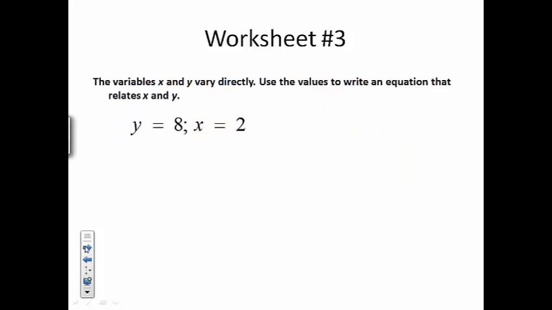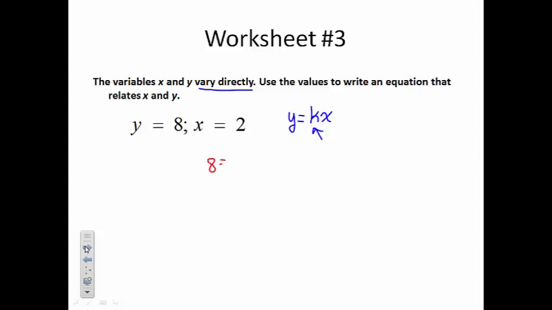This next problem, I understand this is on your worksheet. You haven't done anything like this, so I'm going to do this with you. The variables x and y vary directly. Varying directly is your clue that you can use y equals kx. So now, use the values to write an equation. How do we write our equation? We have to figure out what is our k. That's not too hard. All you have to do is plug in the y and the x that you know.